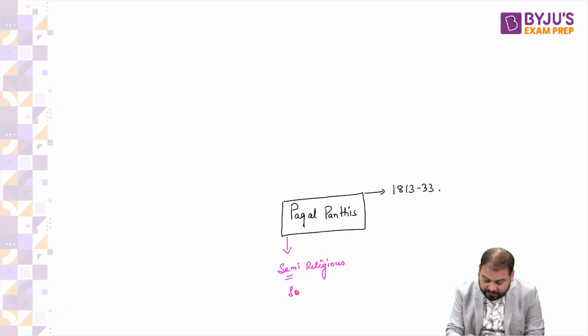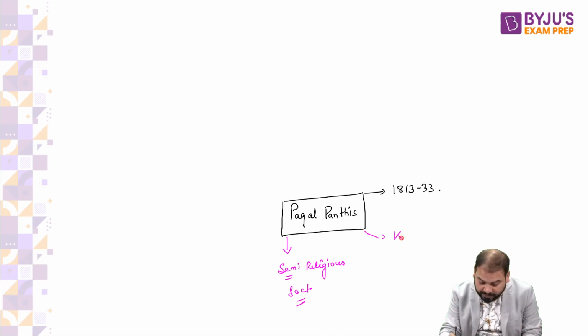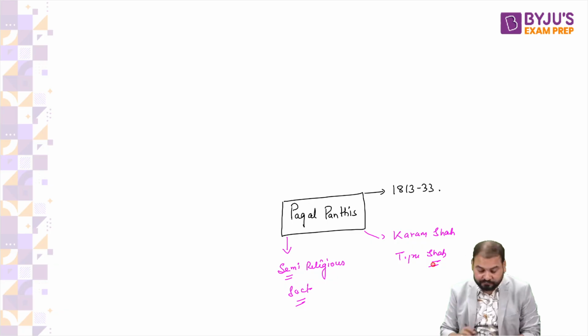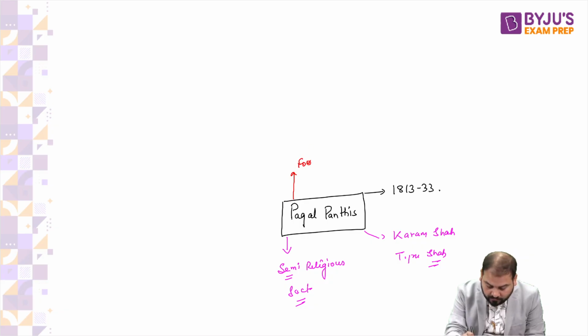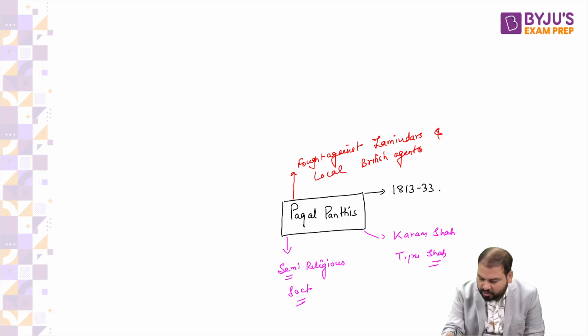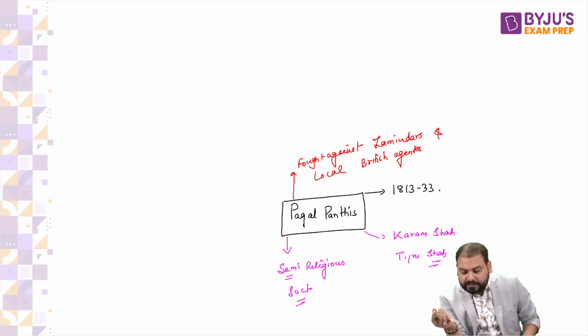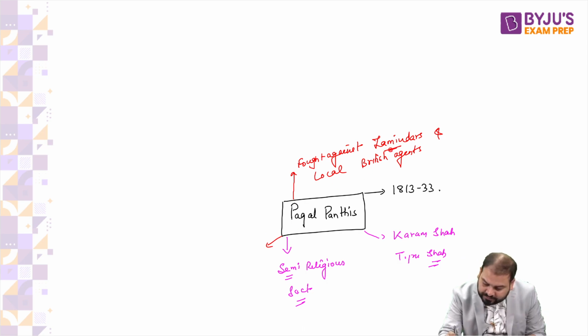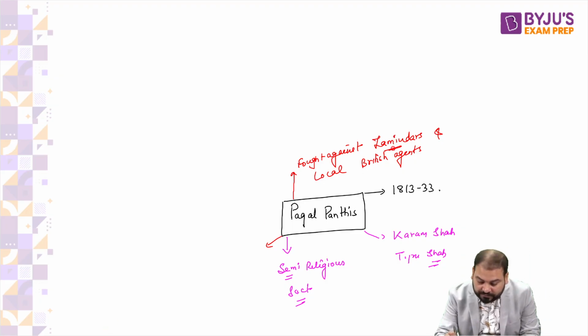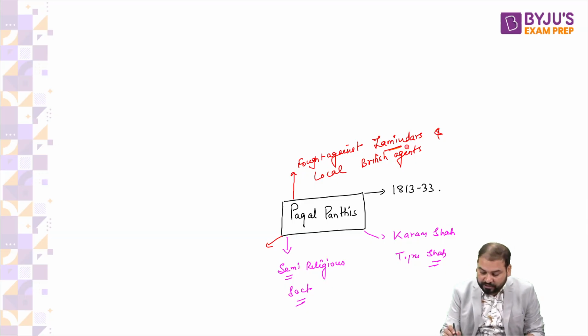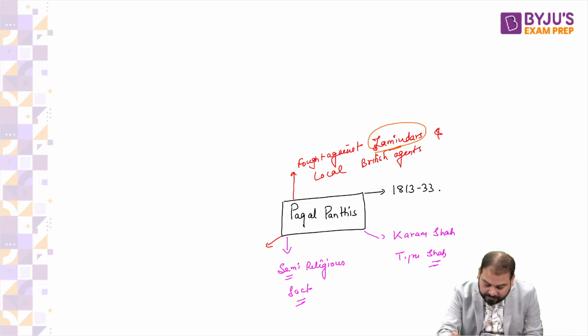They are a semi-religious sect founded by Karam Shah and made popular by his son Tipu Shah. The Pagal Panthis mainly fought against the zamindars in Bengal and local British agents. Again, this is a revolt that is against the zamindars. Everyone, very simple question I'm asking. Why are so many revolts happening against the zamindars? All of you, why so many revolts against the zamindars?